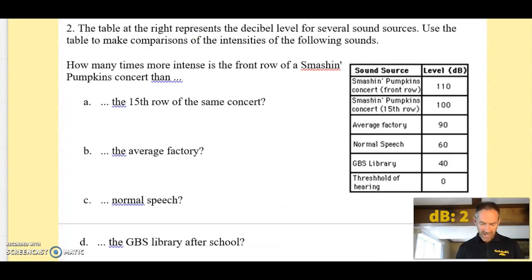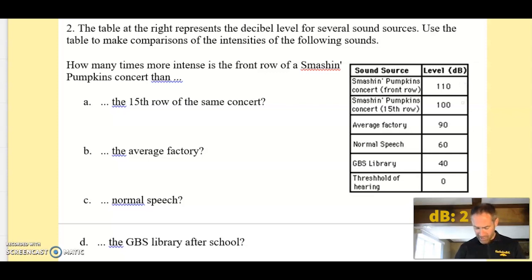On number 2, we have a table on the right showing you the decibel level for a bunch of different sounds. They say use that information to make comparisons about these intensities. All of them are compared with this Smashing Pumpkins concert in the front row, which is 110 decibels. They want you to compare that to the 15th row. We can see that the front row is the loudest sound on the whole chart because it has the highest decibel level, obviously. And so how many times as intense is that than these other things?